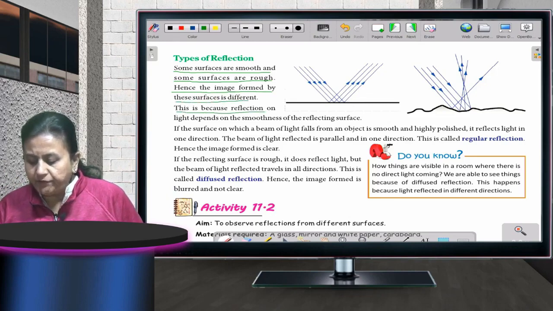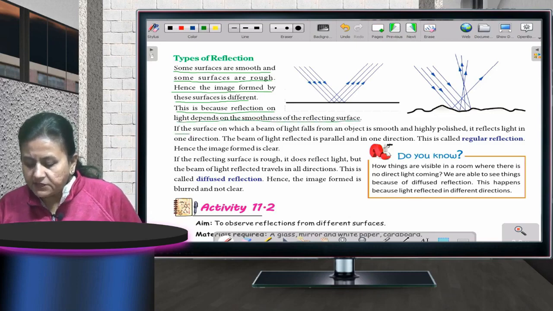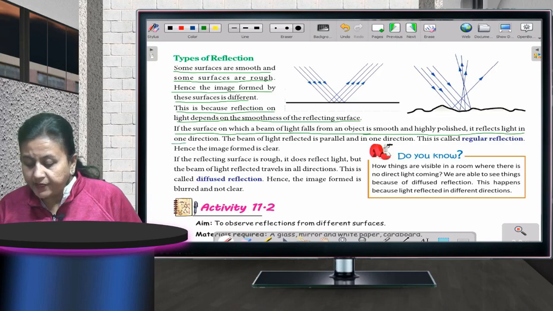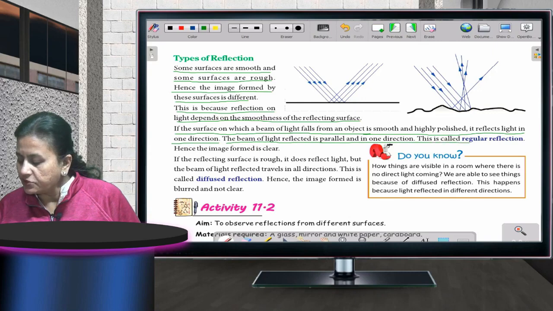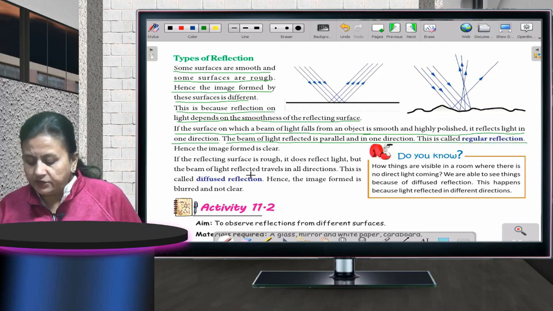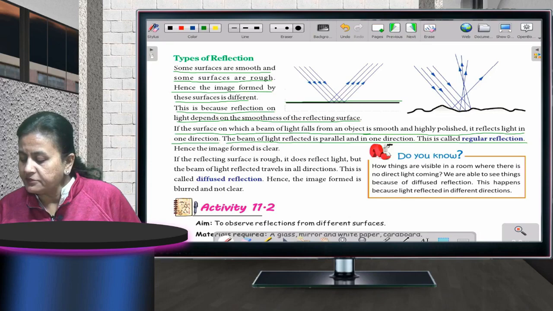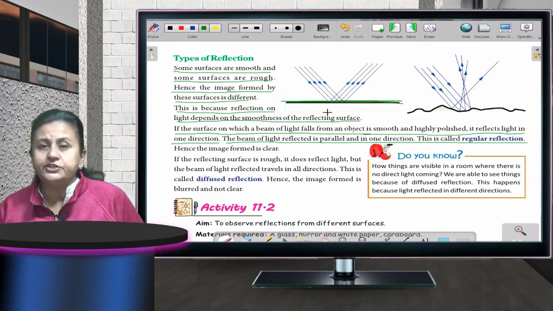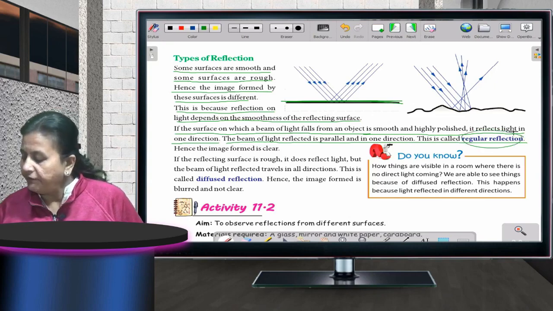This is because reflection of light depends on the smoothness of the reflecting surface. If the surface on which a beam of light falls from an object is smooth and highly polished, it reflects light in one direction. The beam of light reflected is parallel in one direction. This is called regular reflection. Whenever the surface is plain and smooth, the reflection would be regular reflection.